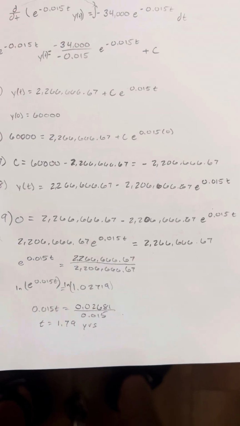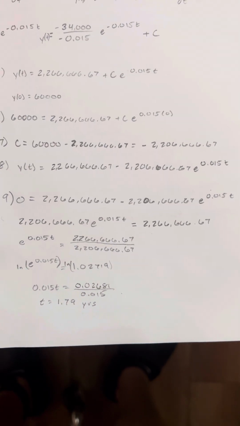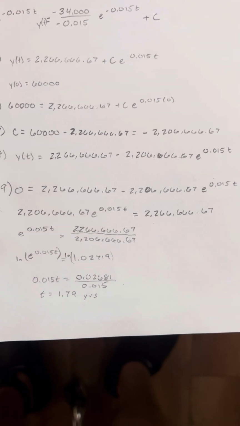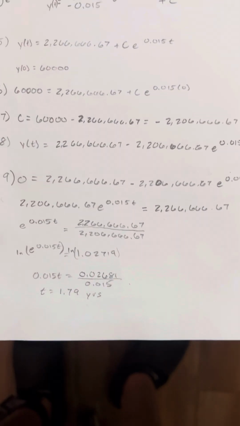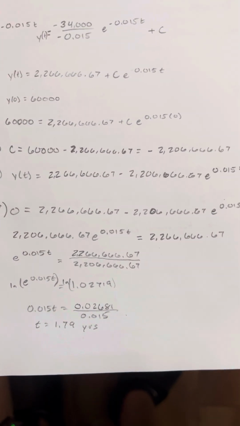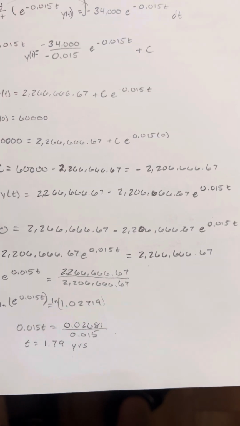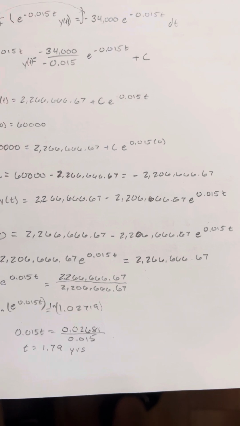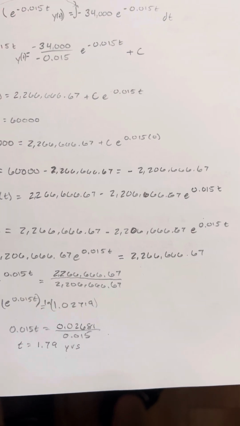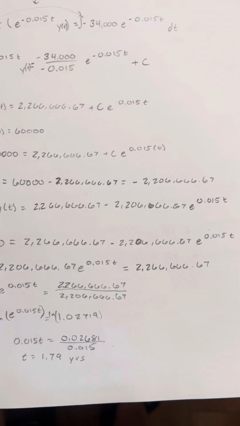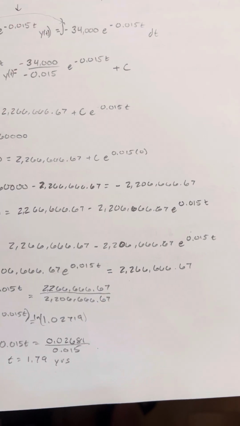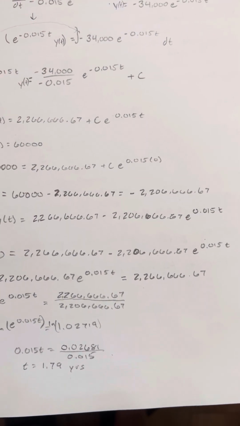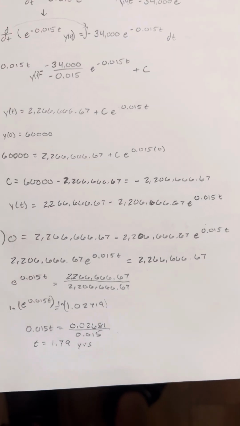We continue on and solve for c, and we end up getting 2,206,666.67. Our y of t model is then, as shown, $2,266,666.67 minus $2,206,666.67 times e to the 0.015t.